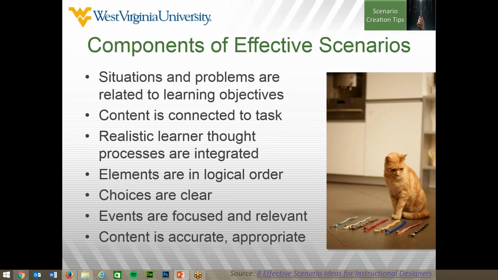So components of effective scenarios: presents a situation, problem, or issue related to the learning outcomes. The content should be connected to the task. It should model real-life thinking processes that the learner has to be able to perform. Events should be arranged in a logical order with clear choices, and it should be sufficiently complete, complex, and focused. And of course, the content must be accurate, relevant, and appropriate. So these are all things that, kind of like a checklist, to make sure go in your scenario.